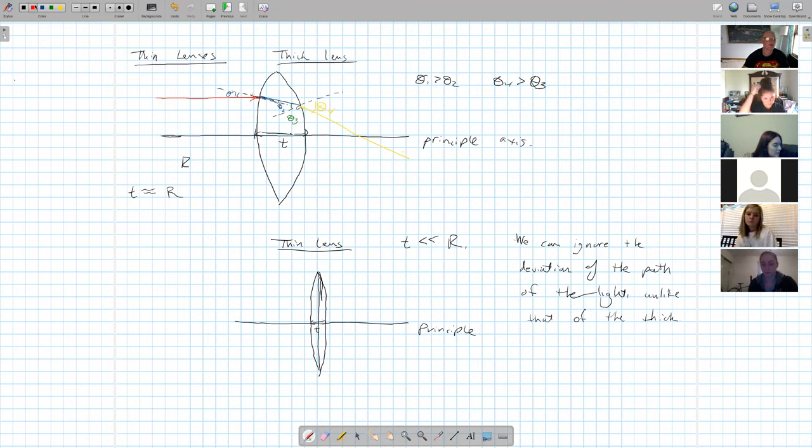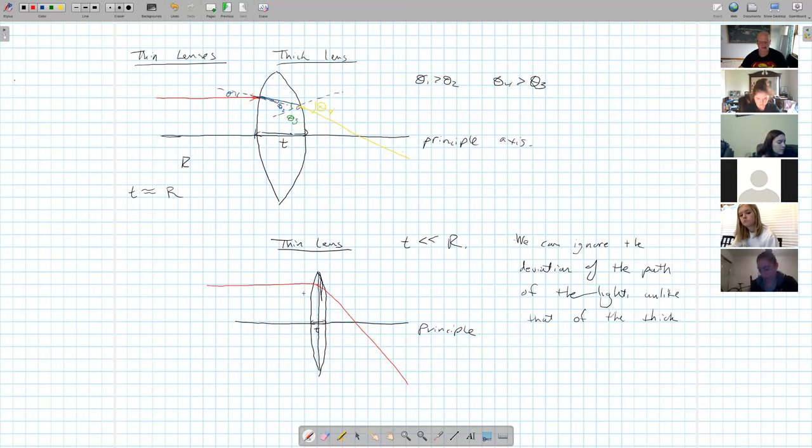So basically all we're going to say then in this case is the light ray is going to come in, hit the center of the lens. By the time it gets to the center of the lens, it is then going to be refracted this way. Okay, so this is what we're going to pretend with a thin lens. So basically whatever deviation happened inside of the lens, we're just going to ignore.